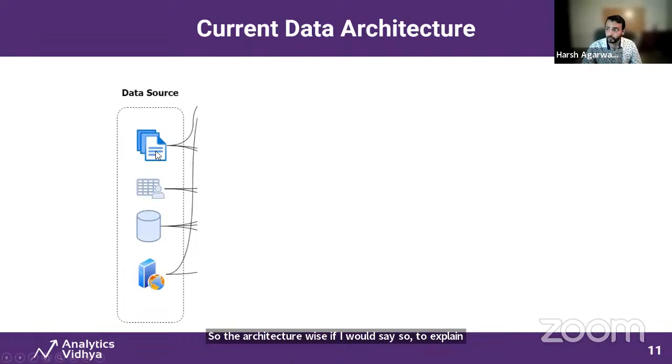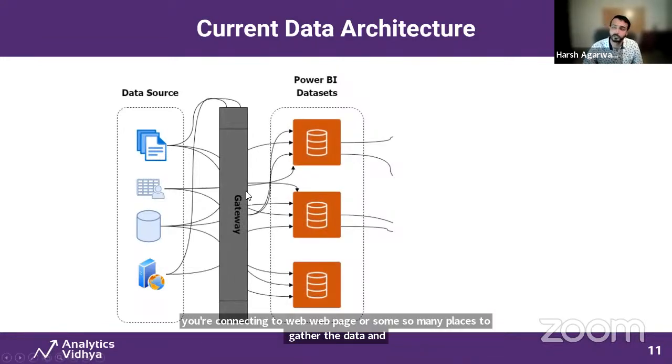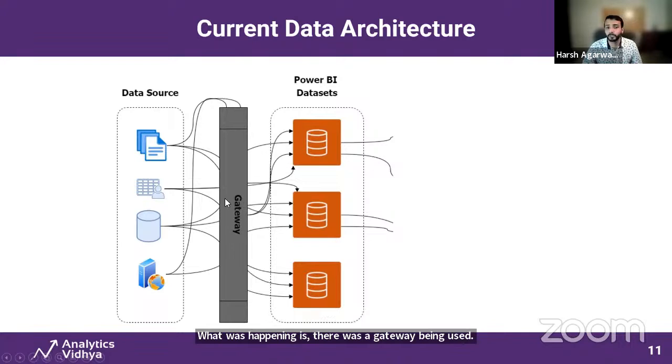So architecture wise, to explain on that, let's say these are your data sources where you have some CSV files, then you have RDBMS, you're connecting to a web page or so many places to gather the data. And what was happening is there was a gateway being used. Consider the gateway as a lift or an elevator, a passage through which things will enter and pass through. So this layer is the data source, your primary start.